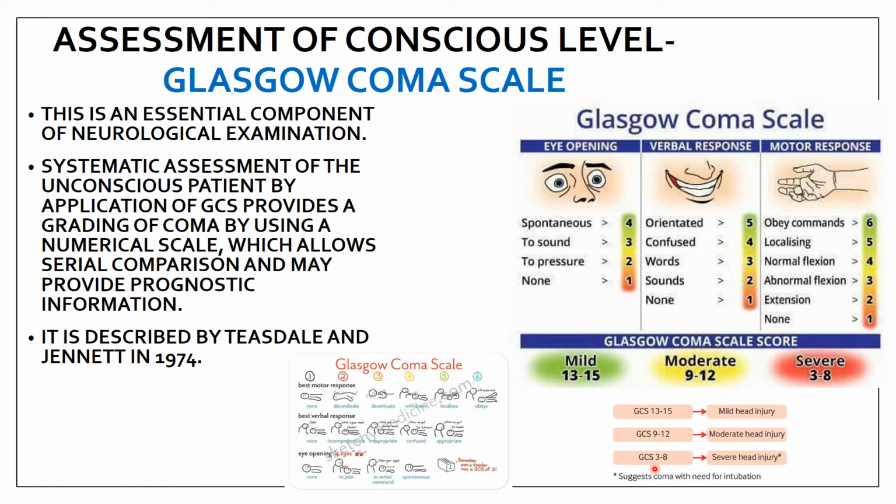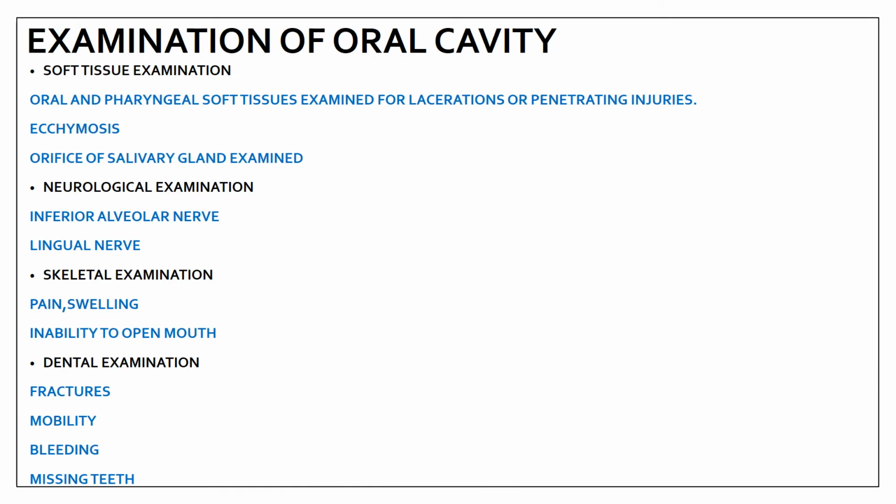So if the Glasgow Coma Scale is 3 to 8, it means there is severe head injury, and it suggests coma with need for intubation. So it suggests the patient is in coma and the injury is so severe. So this is nothing but the Glasgow Coma Scale, and it is very commonly asked, so you should know about this. The next is the examination. Now we have seen this coma scale, so the next thing you're going to do is examination of the patient.